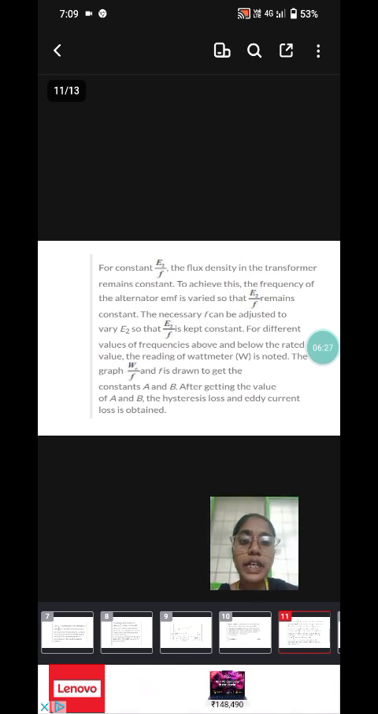Above and below the rated values, wattmeter readings are noted. The graph of Wc by F and F is drawn to get constants A and B. After getting the values of A and B, the hysteresis and eddy current losses are obtained.